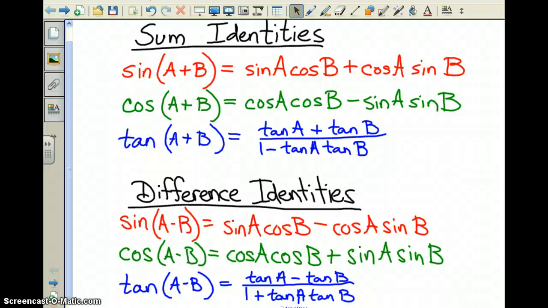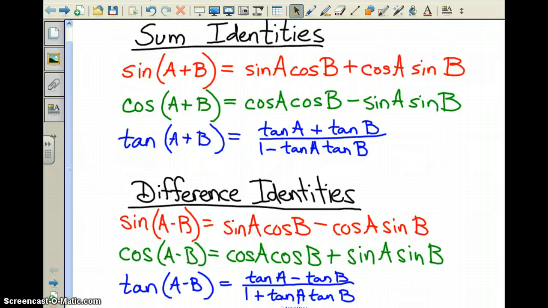Good news for you today. We'll be working on our last set of identities, which are called the sum and the difference identities. Essentially, with these identities, we're going to be taking two angles and adding or subtracting them together, and being able to get the exact value of the sin, cos, tan of that sum or that difference of the two angles.